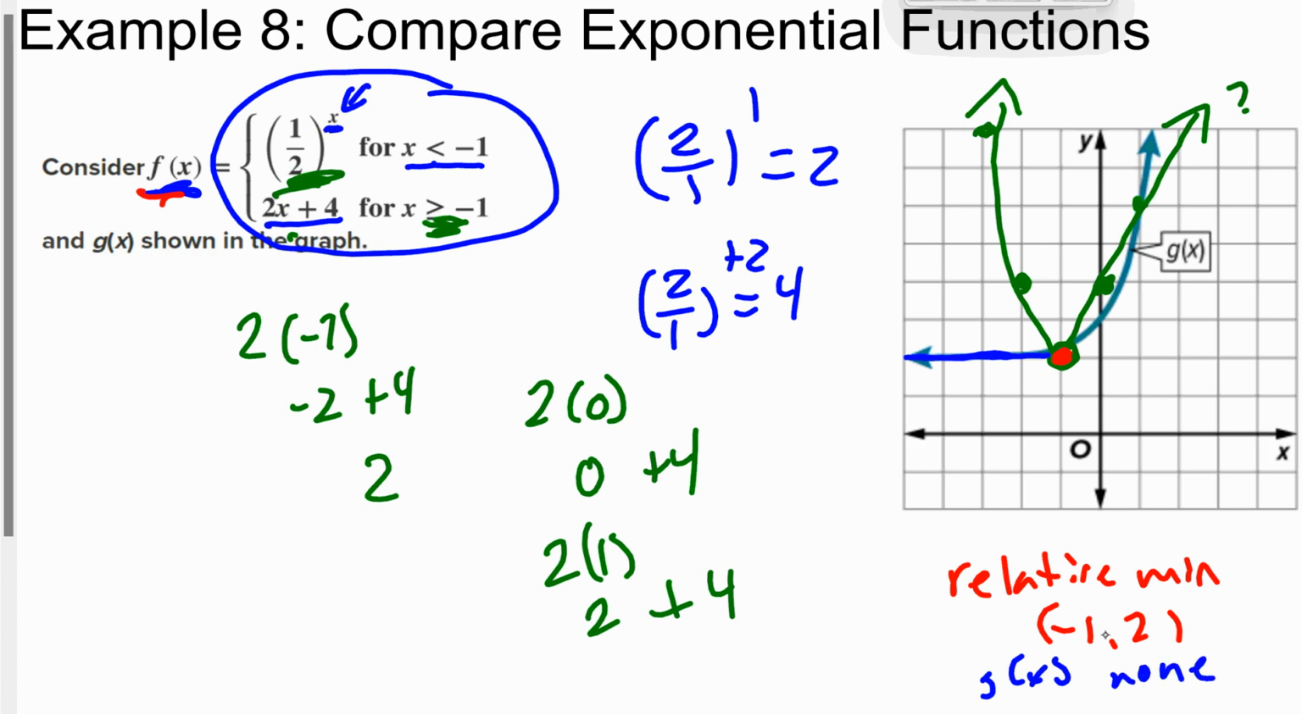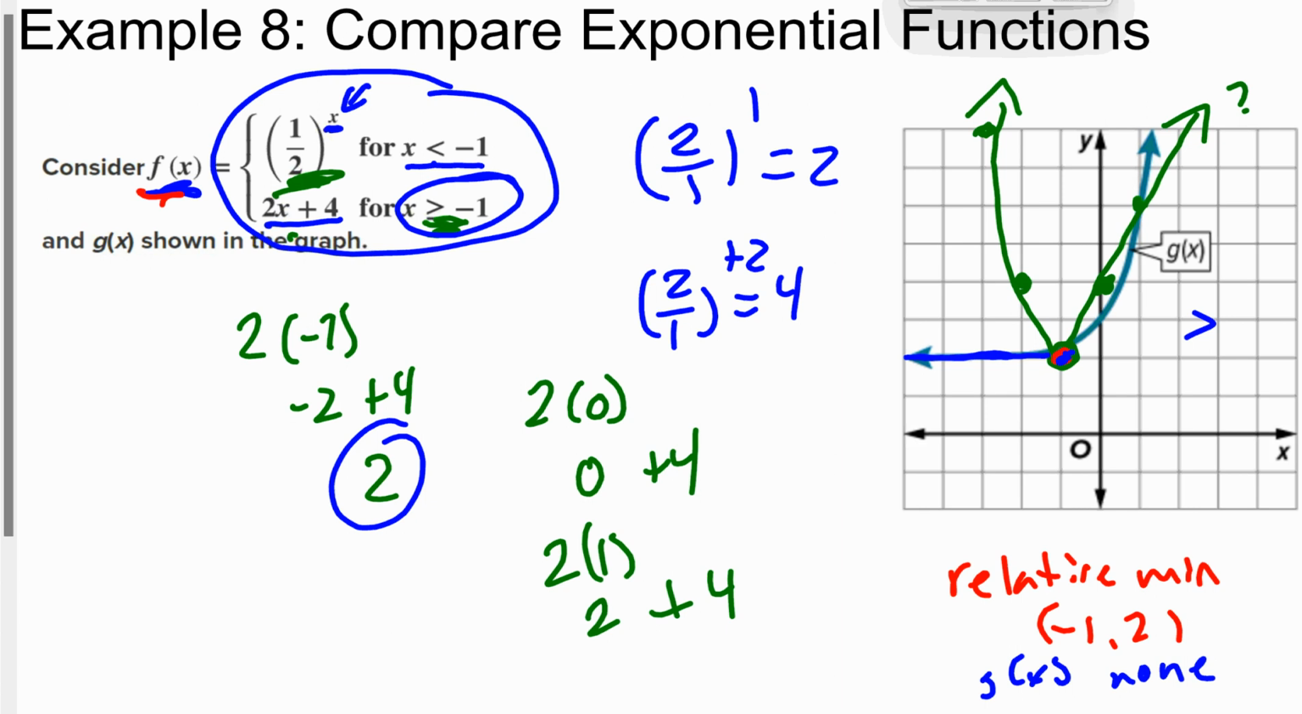And then we can look at, say, domain is everything, right, for both of these. Range, we could say the range for this one, the green one here, f of x, would be 2 and above, and including 2 though, because this one we can get 2, right? We did get 2. Where for g of x, it would be greater than 2.